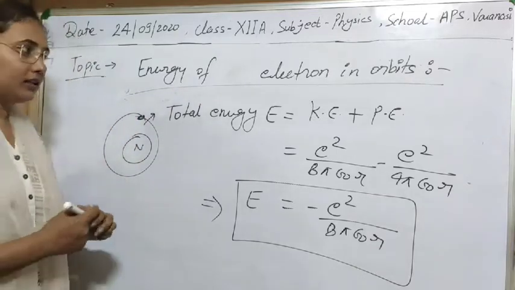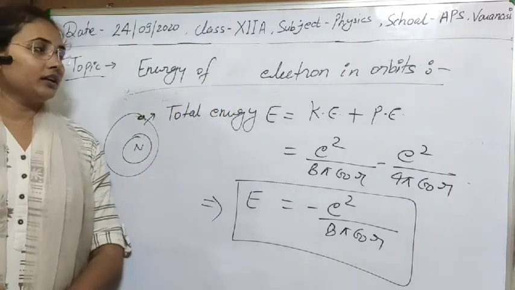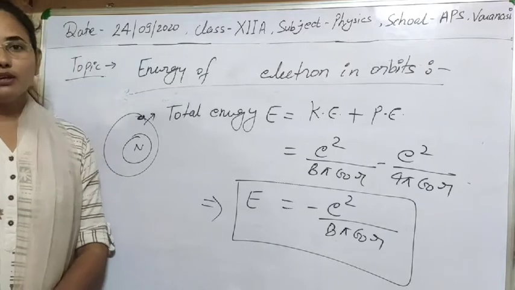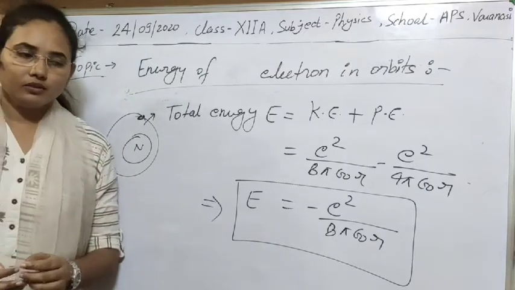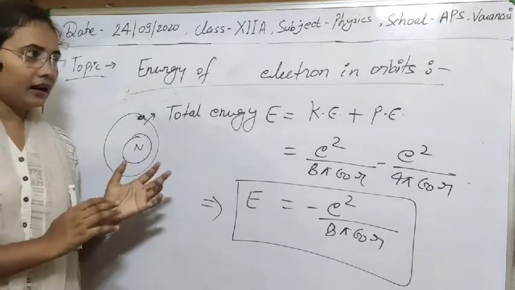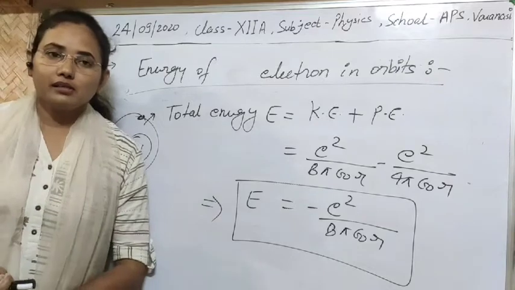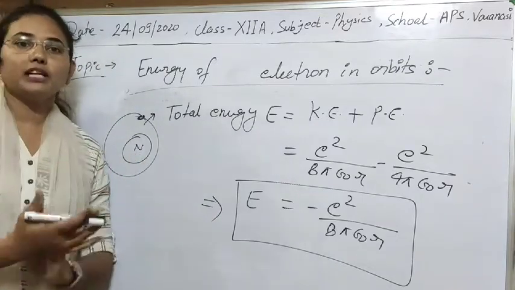I think it's clear to you what the concept of energy of electrons in orbits is and how we can calculate it. If it's clear, then let's start a new topic. Rutherford also worked on the theory of atomic spectra.